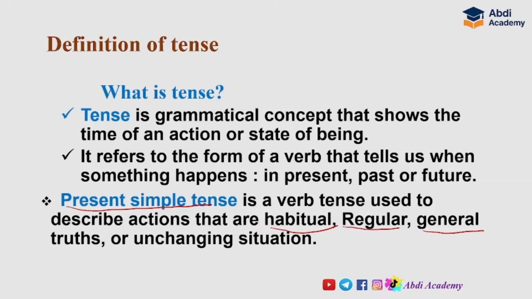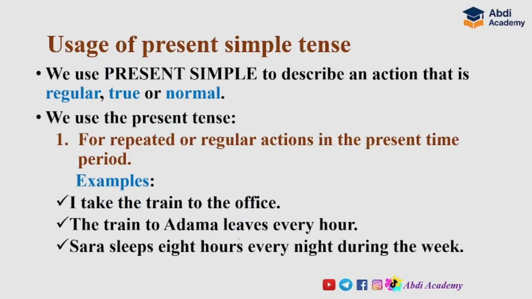So you can define the term present simple tense as a verb tense, or a kind of tense, used to describe actions which are habits or habitual actions, regulars, general truths, or unchanging situations. Great. Let's go to the next.